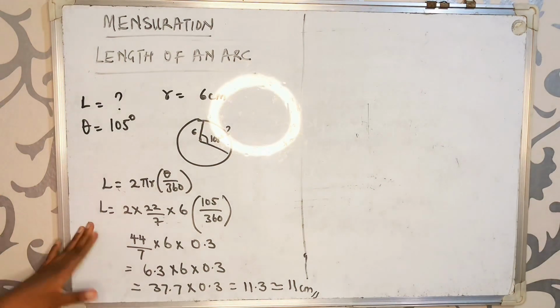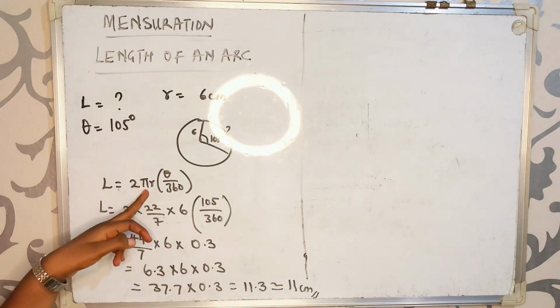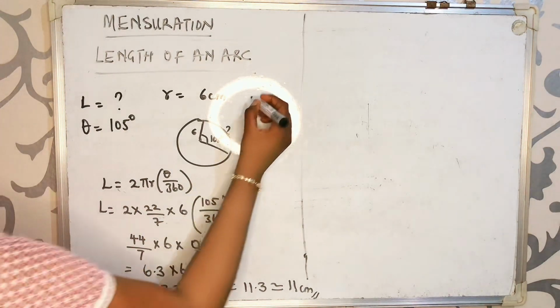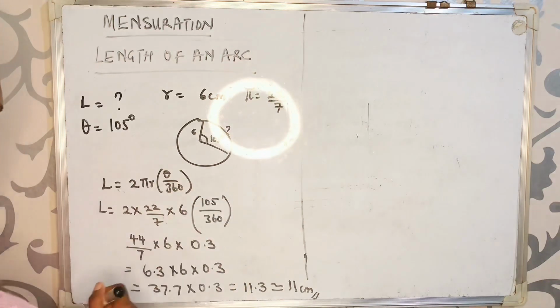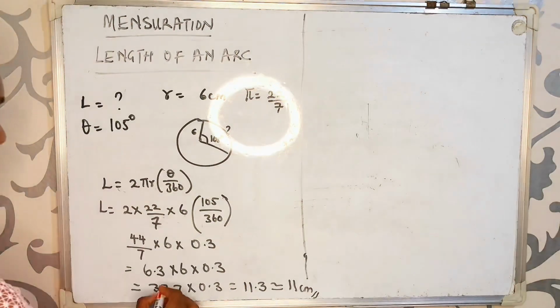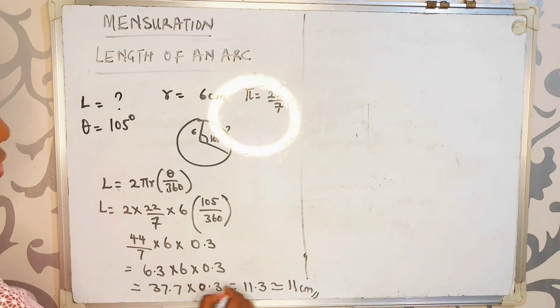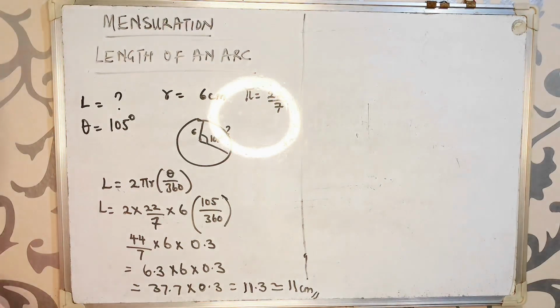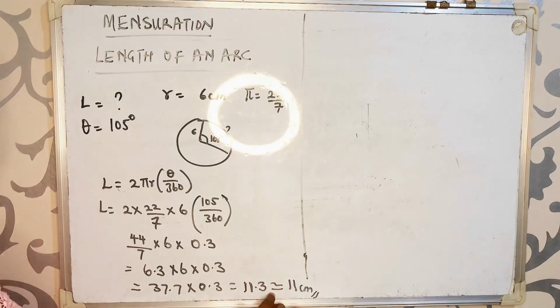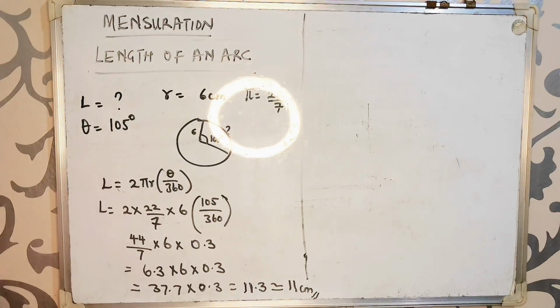So this is it. 2 times this, which is pi, because pi is equal to 22 over 7. So it's 7.7 times 0.3 is equal to 11.3. You can use your calculator to check it, and approximately to one significant figure, you have 11 centimeters. This is it for the first question.